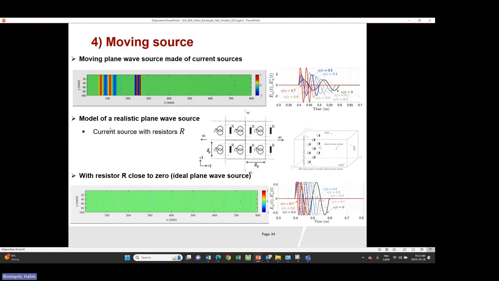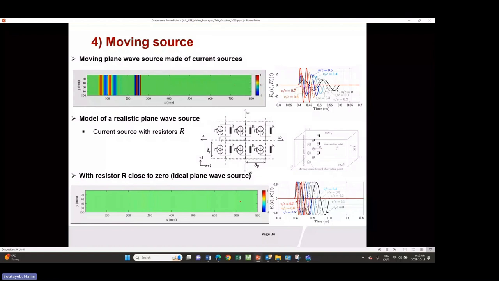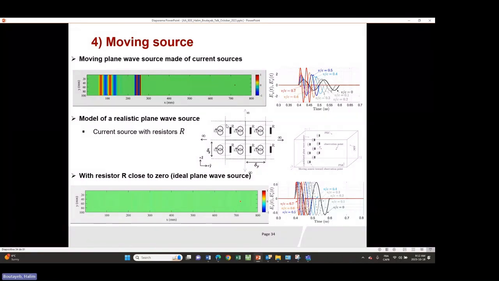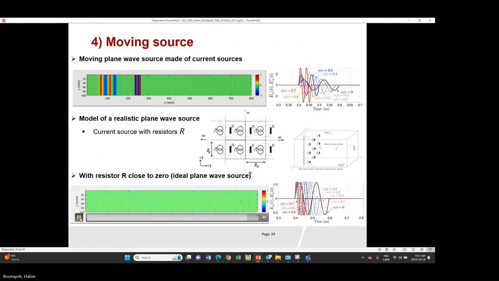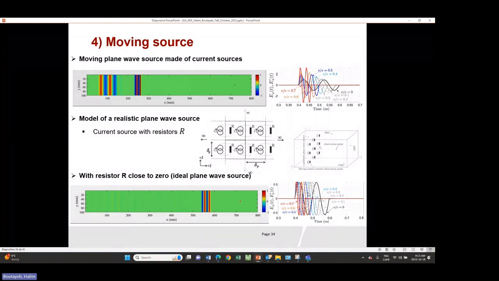Then here we propose a relativistic plane wave source, another model for the plane wave source. We use current sources, you see here, I, and we use a resistor. Then we move the plane wave source. If the resistor is close to zero, then we have something that is close to the ideal plane wave source. It is the same as before, but you can see the amplitude now is less. It's not the same speed, because it should be the same frequency if it was the same speed. But what's important here is that you see the results all have the same amplitude. By changing the model of the plane wave source, making it more ideal, we can see the amplitude is not changing. And that's a really important result here.